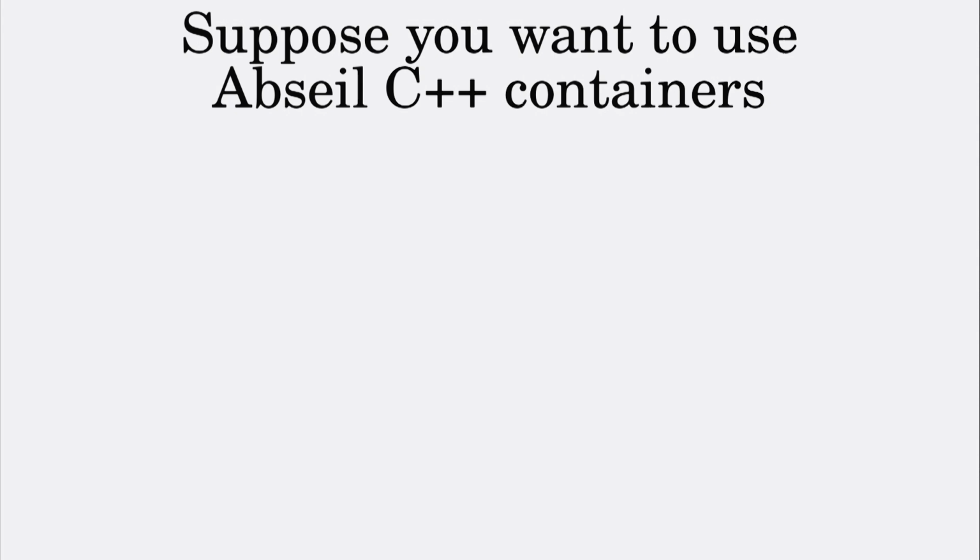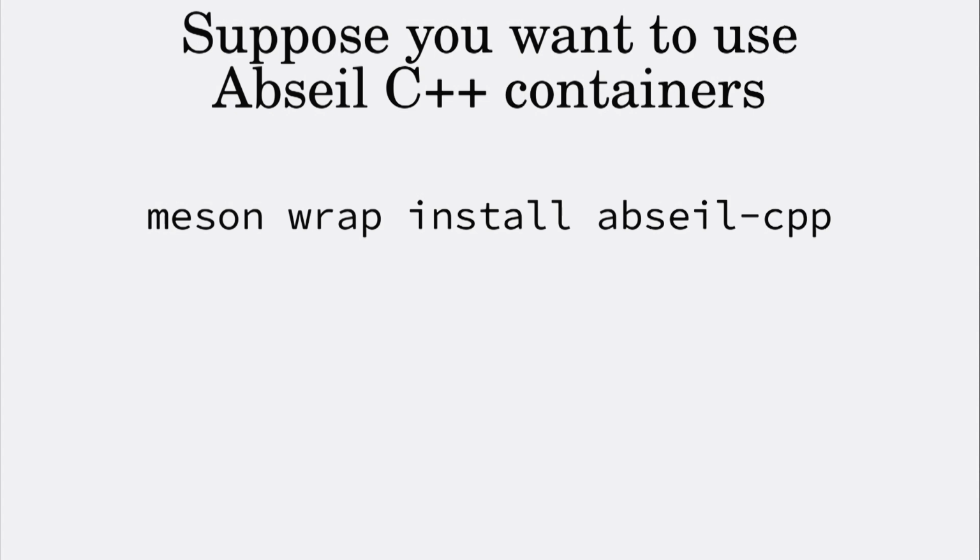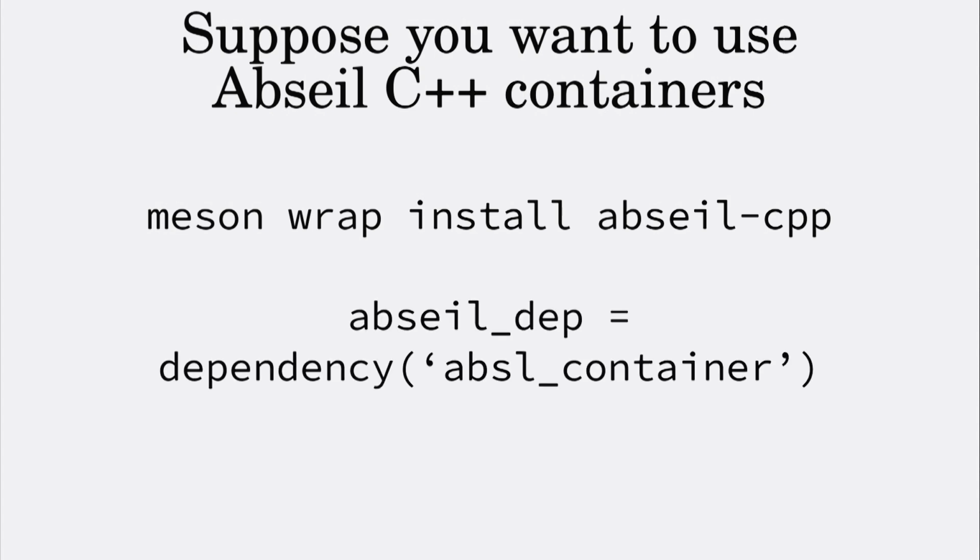So the things that you need to do in order to use it, there are two things. First, you run this command in your project root, which contacts the service and downloads all the things that you need to build Abseil. And then inside of your project file, you'd say this, dependency Abseil container is the magic word, and then you get a dependency object which you can use to pass around and put in your targets. And this is it, this is all you need. There's no external things you need to install, there's no third-party dependency managers and all that.